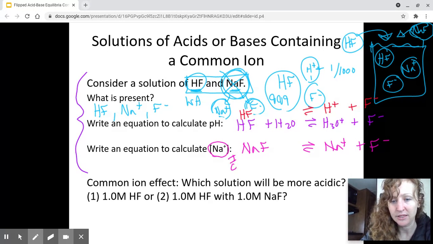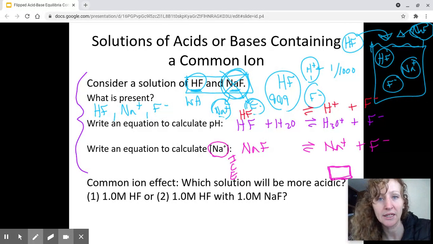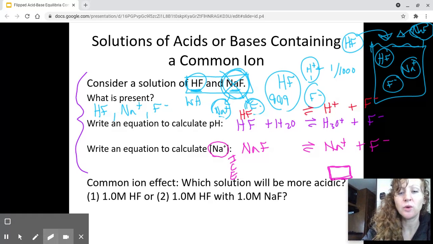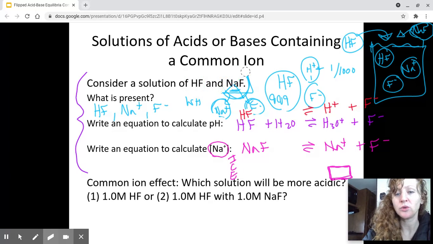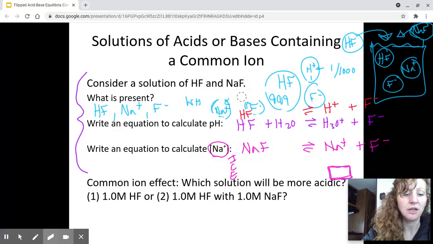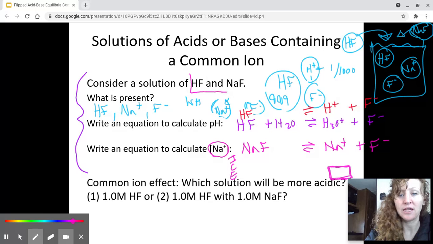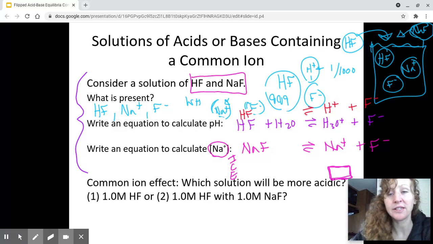And that would be this equation. Notice in the end, if I can get an equilibrium position here, it will give me information about my sodium ion, right? Okay, now the most common mistake here, if you are given a solution of HF and NaF, and you're asked to find specific ions in there.